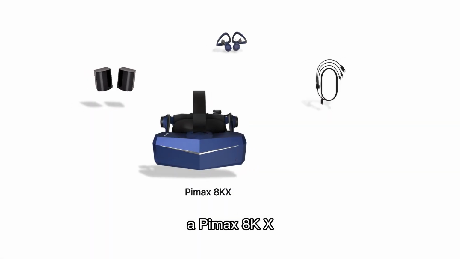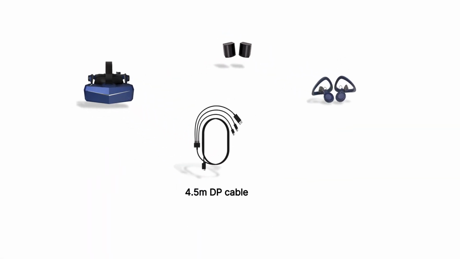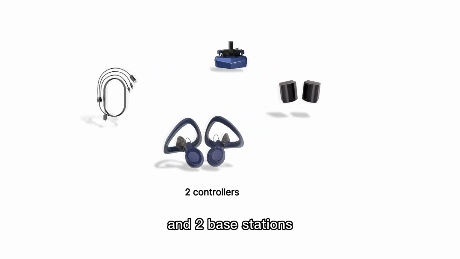Take your 8KX out of the box. Let's go. Before setup, you are going to need this: a Pimax 8KX, a 4.5M cable, two controllers, and two base stations.